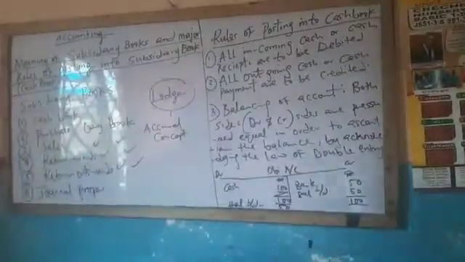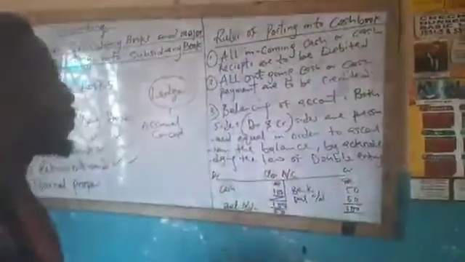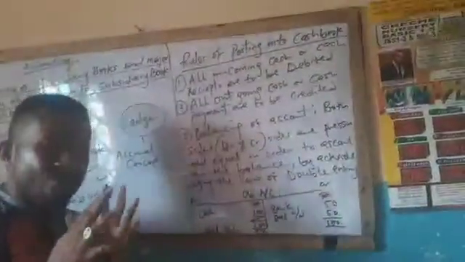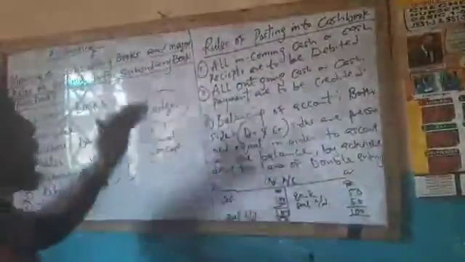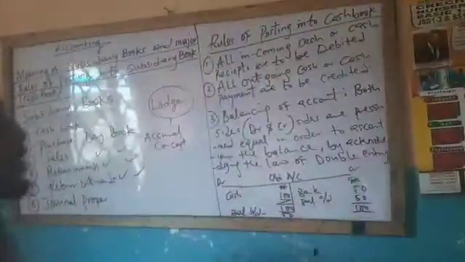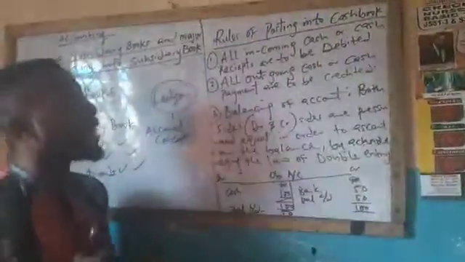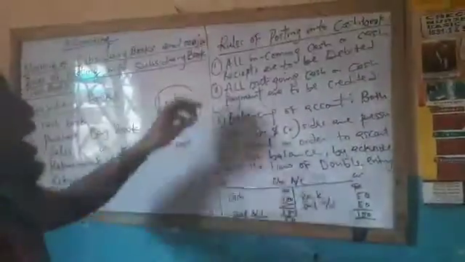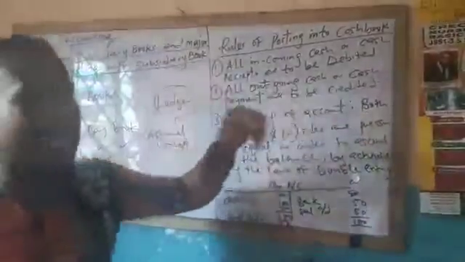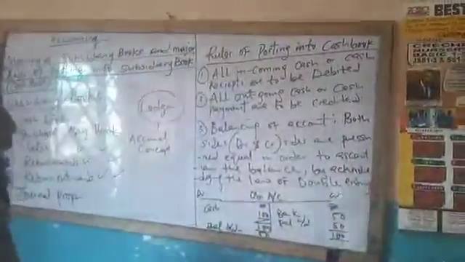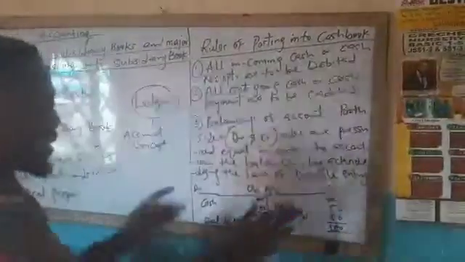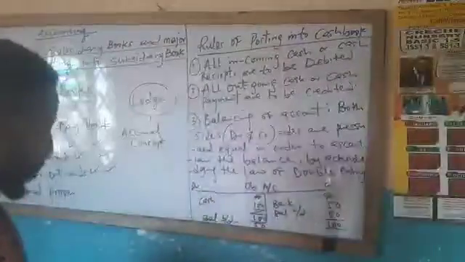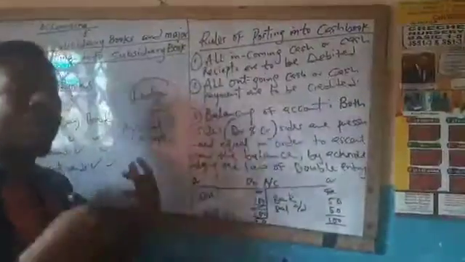Now let's go to the rules of posting into cash book. There are so many rules, but I can highlight the most important ones, which are the three rules I have here. The first one is all incoming cash or cash receipts are to be debited. The cash book has two sides, which is what? The debit side and the credit side. This is a ledger, but let me just use it as an example. Even the cash book on its own is also a ledger.